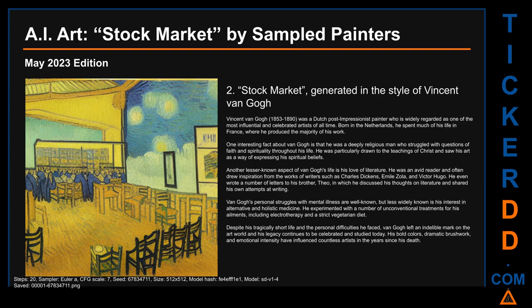Van Gogh's personal struggles with mental illness are well known, but less widely known is his interest in alternative and holistic medicine. He experimented with a number of unconventional treatments for his ailments, including electrotherapy and a strict vegetarian diet. Despite his tragically short life and the personal difficulties he faced, Van Gogh left an indelible mark on the art world, and his legacy continues to be celebrated and studied today. His bold colors, dramatic brushwork, and emotional intensity have influenced countless artists in the years since his death.